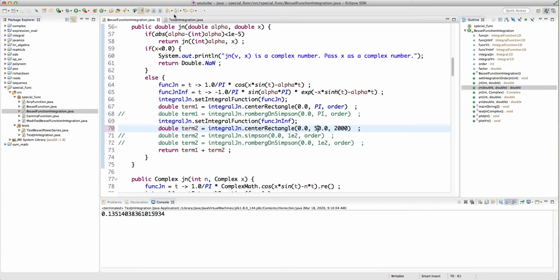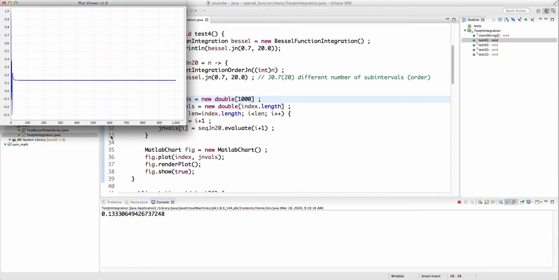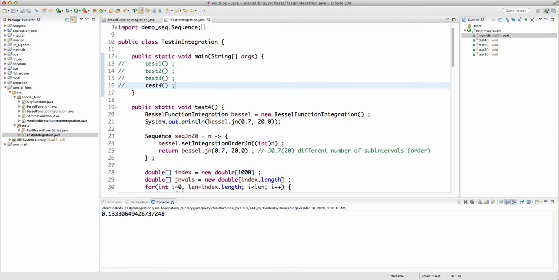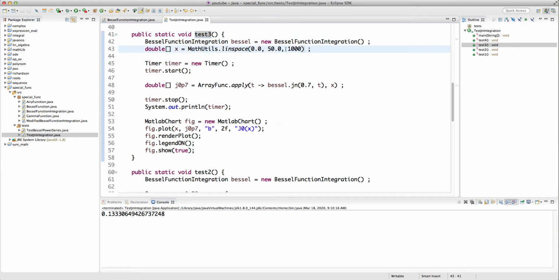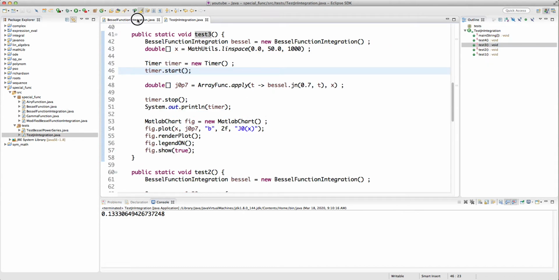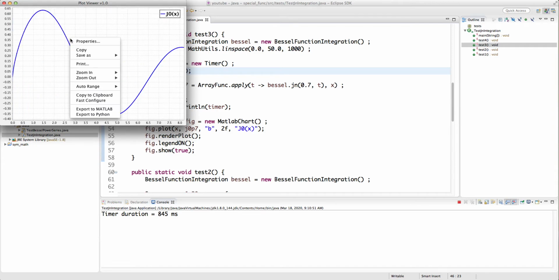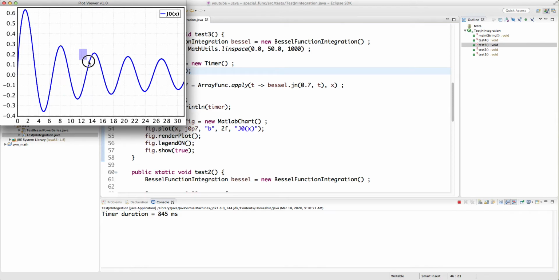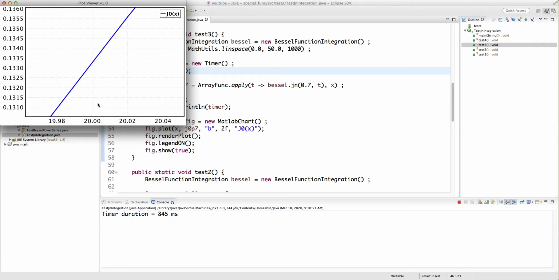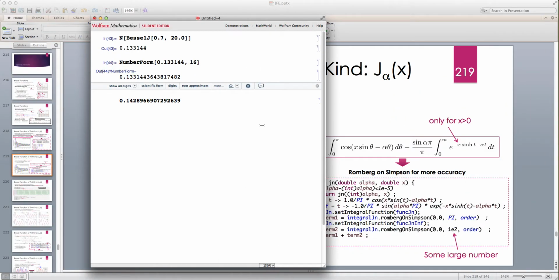Let's set this to 50. 0.1333. So I guess this is a relatively good number. So let's go back to test 3. In test 3, we are plotting from 0 to 50, 0.7, and now let's time it. So what we're doing here is we are setting the order to 300, and then we're using the center rectangle. Let's see how long it takes. 800 milliseconds. It is still good, and at 20 we are getting how much? Something about 0.1335, and Mathematica is returning 0.1331. So we're close enough, okay?